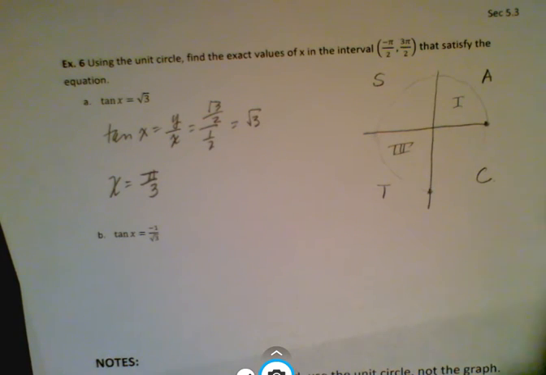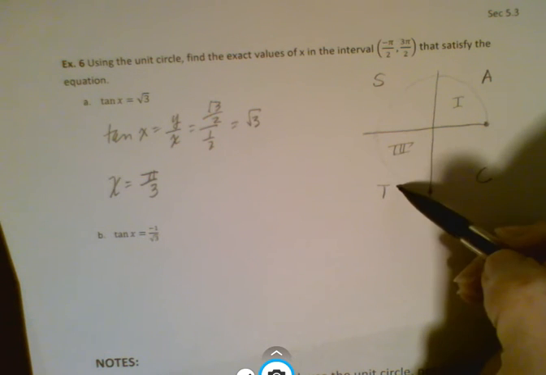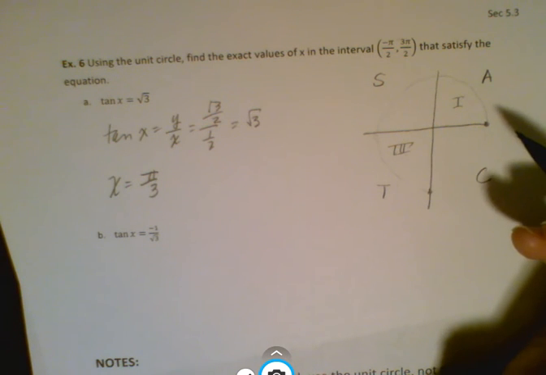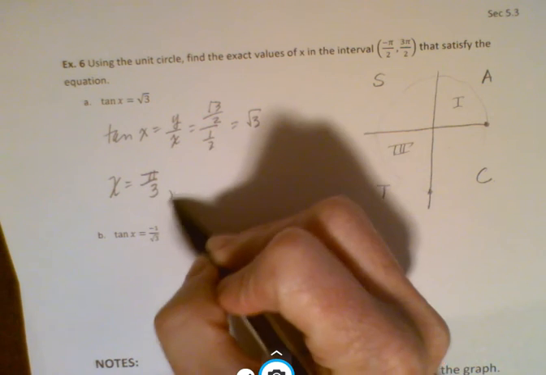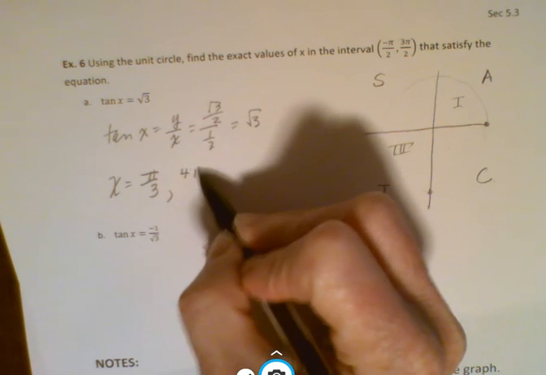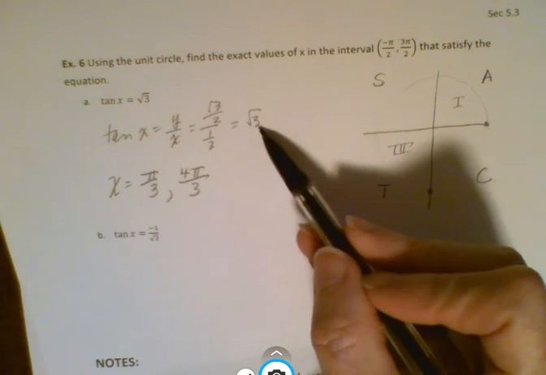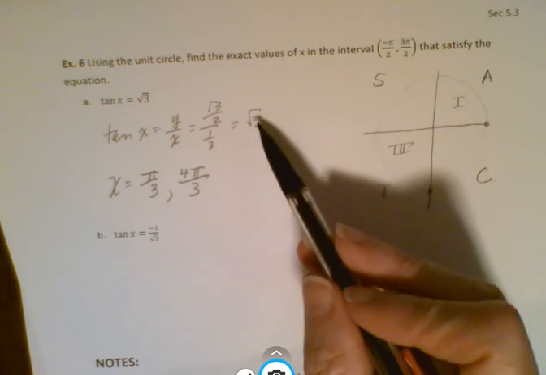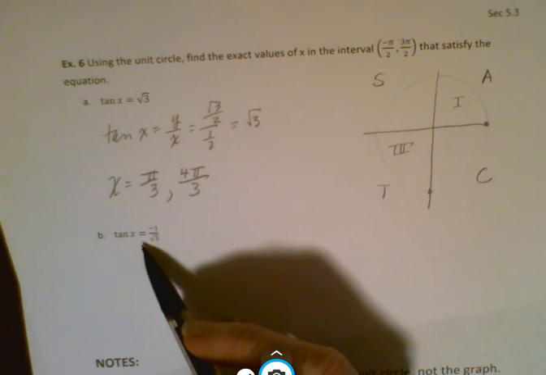And where's that going to happen again? Well, here, where they're both negative, we'll get a positive, right? And it's going to happen again when the y-coordinate is negative square root of 3 over 2, right? So that happens at 4 pi over 3. Okay, we're just trying to figure out when the sine over the cosine is going to give us square root of 3.